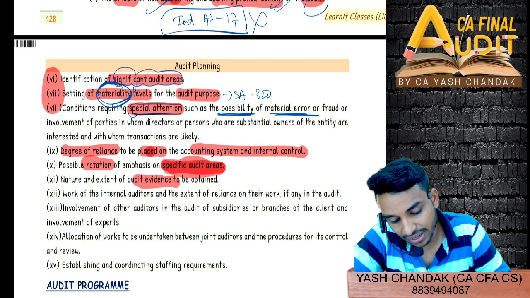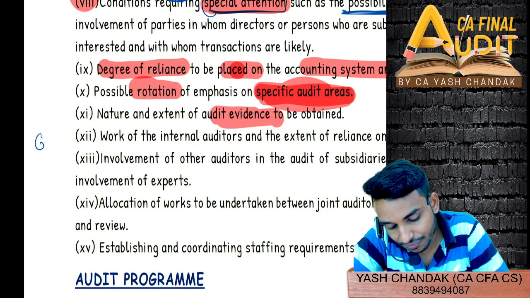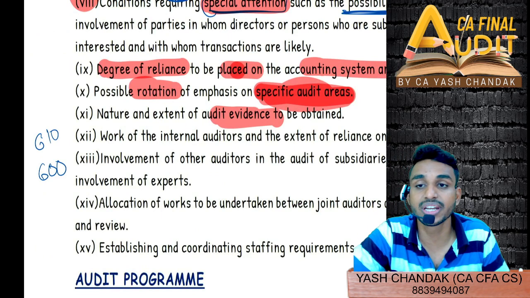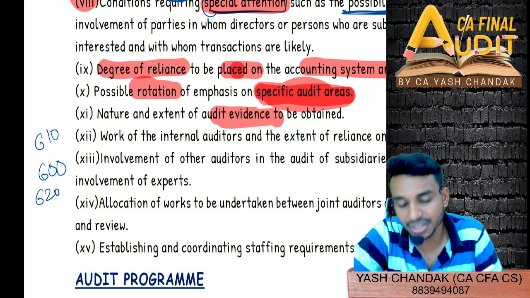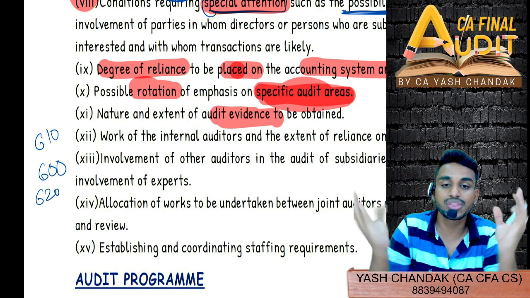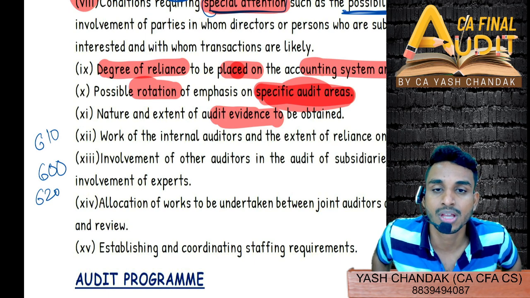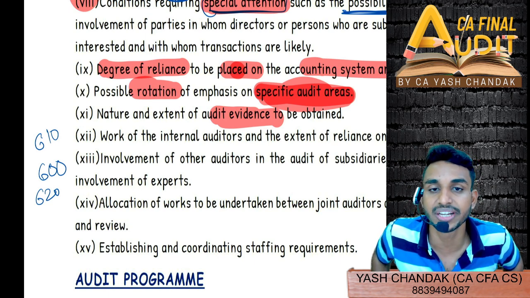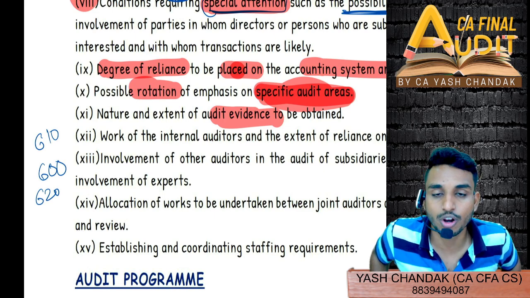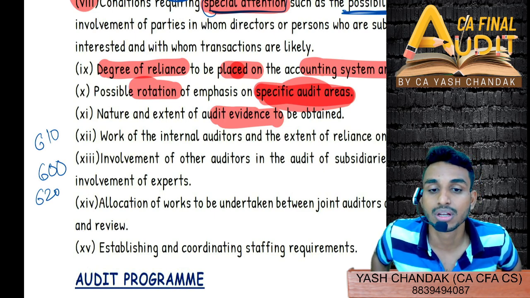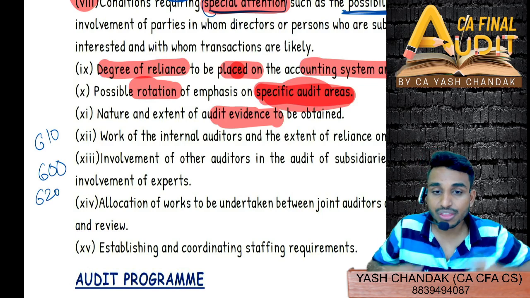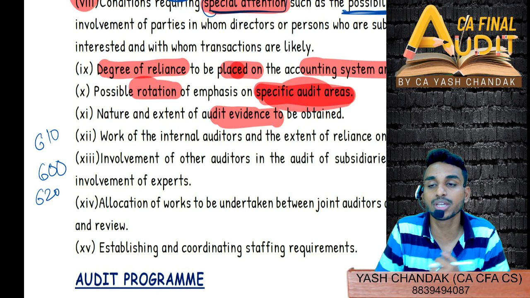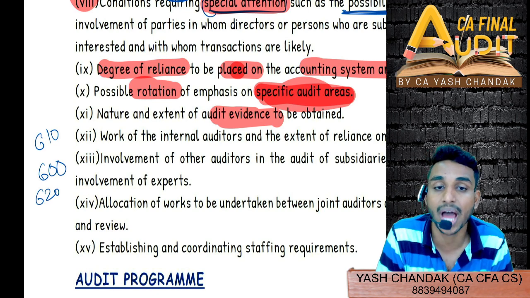And lastly, it is very simple: work of the internal auditor, that is SA 610; work of another auditor, that is SA 600; involvement of an expert, that is SA 620. That means overall the SA 600 series: 600, 610 and 620. Involvement of expert, internal auditor and other auditor will help you determine the development of the audit plan: how you are going to perform and plan the audit.